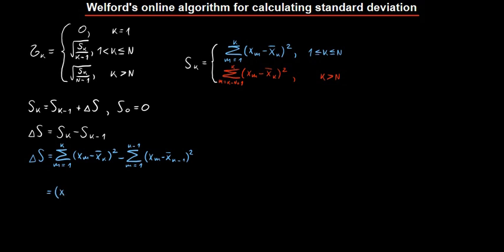This is equal to the square difference between the current measurement and the current average, plus the sum of square differences between x sub m and the current average, where m goes from 1 to k minus 1, minus the square difference between x sub m and the previous average, where m goes from 1 to k minus 1. Let's rewrite this expression using only one summation.